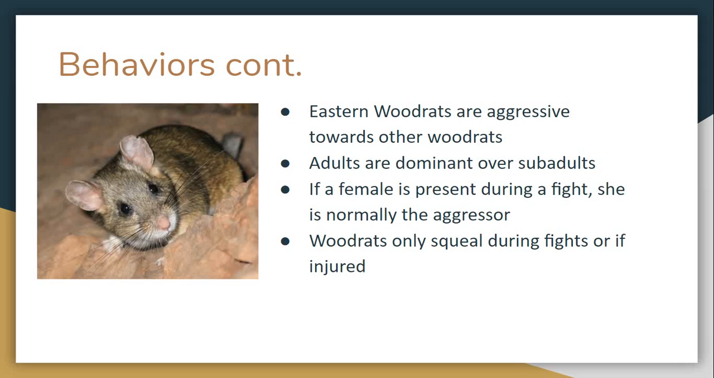As mentioned earlier, eastern wood rats are very aggressive towards each other. Adults are dominant over subadults, and if the female is present during a fight, she is normally the aggressor, as in with breeding, and wood rats will squeal during fights or if injured, like mentioned earlier.